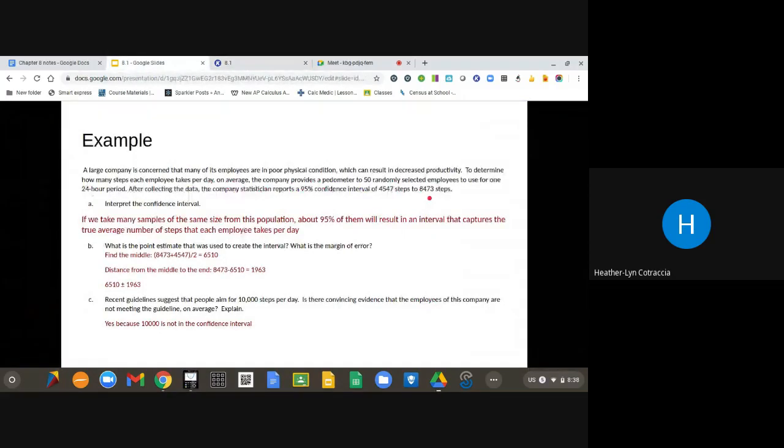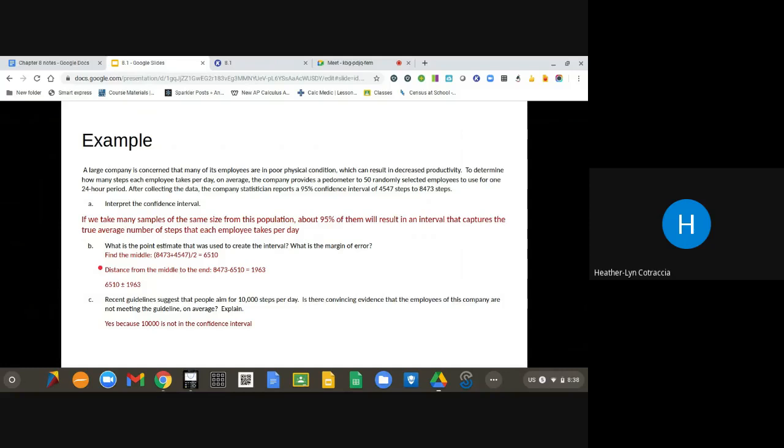B, what is the point estimate? This is correct. So the first thing you do is you need to find the middle. I took the two numbers, added them, and then divided that by 2. That gives me the middle of that interval, which is 6,510. That would be my point estimate. The distance from the middle to the end gives me my margin of error. So I took the end and subtracted that point estimate and got 1,963. So this right here is my point estimate plus or minus the margin of error. That's also in your homework check, so make sure you take some notes on how to do that, or you can refer back to the video.